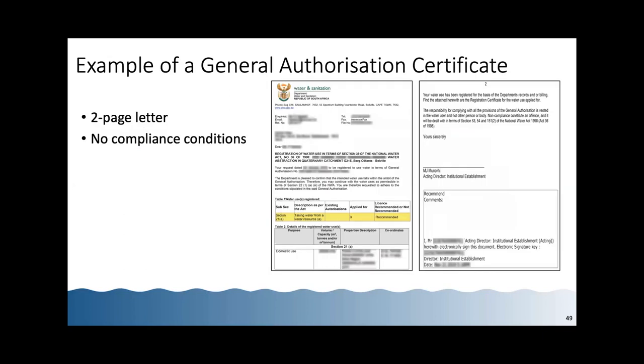So this is just an example of a GA authorization certificate. It's quite a simple document. It states the water use, section 21A, taking water from a water resource. It's usually just 2 pages long, and the only condition is that you need to use the water within the volume that's stipulated on the certificate.